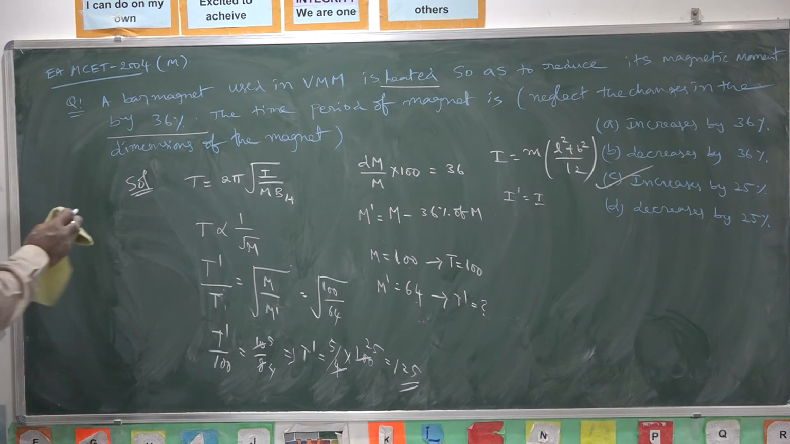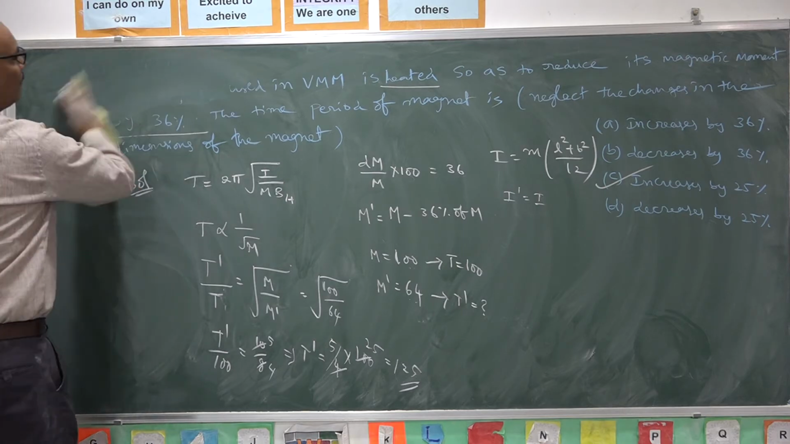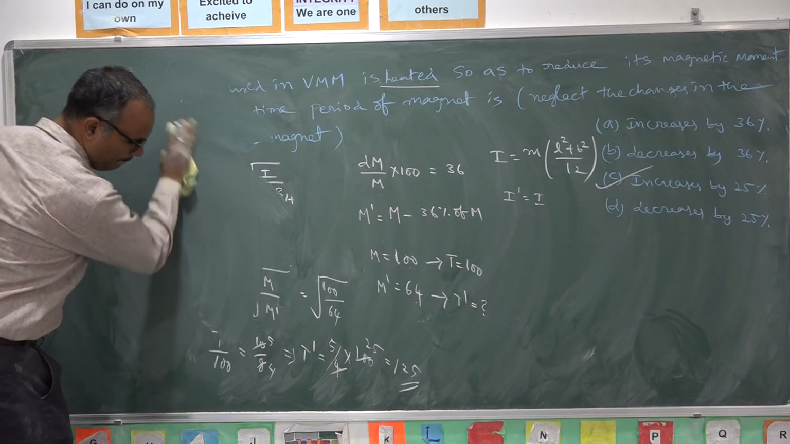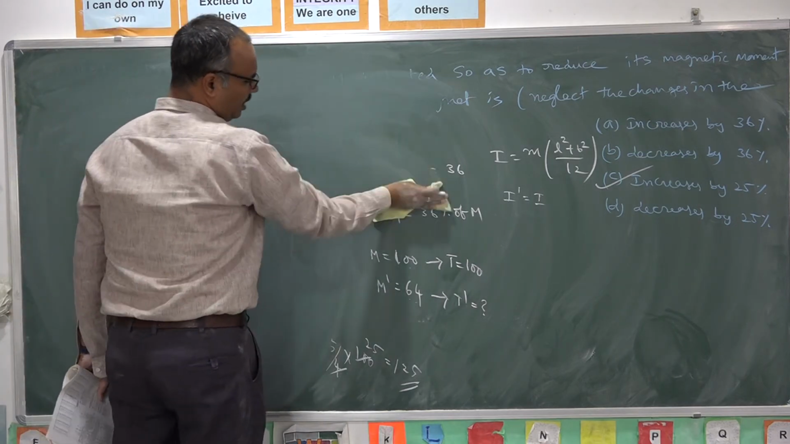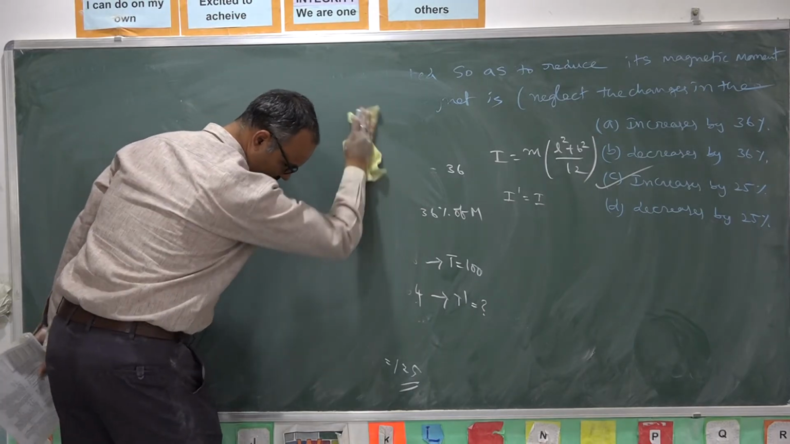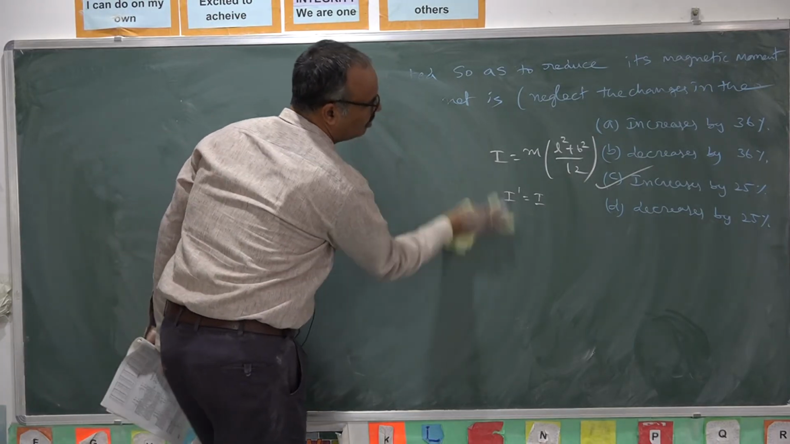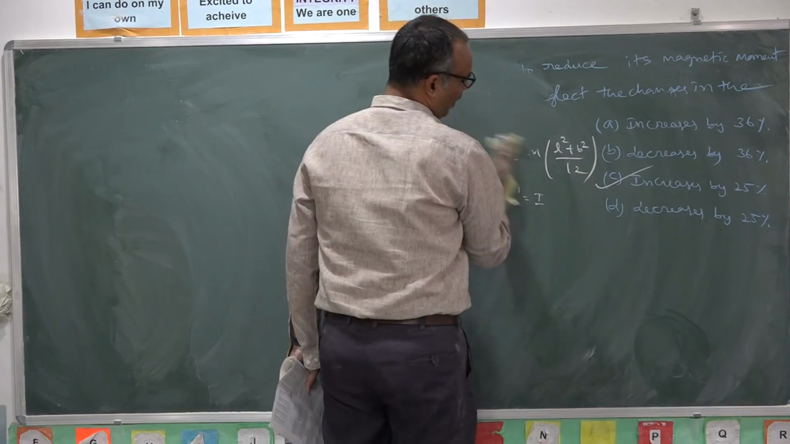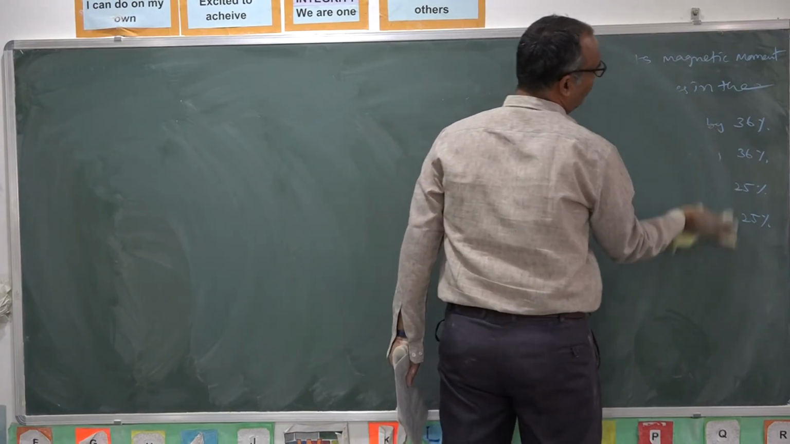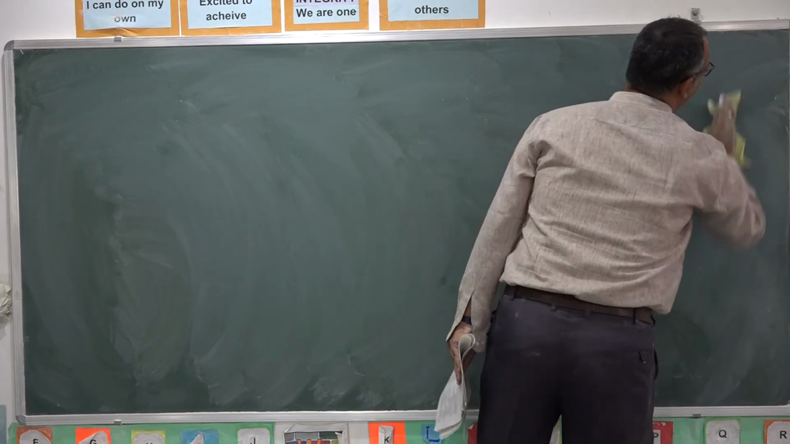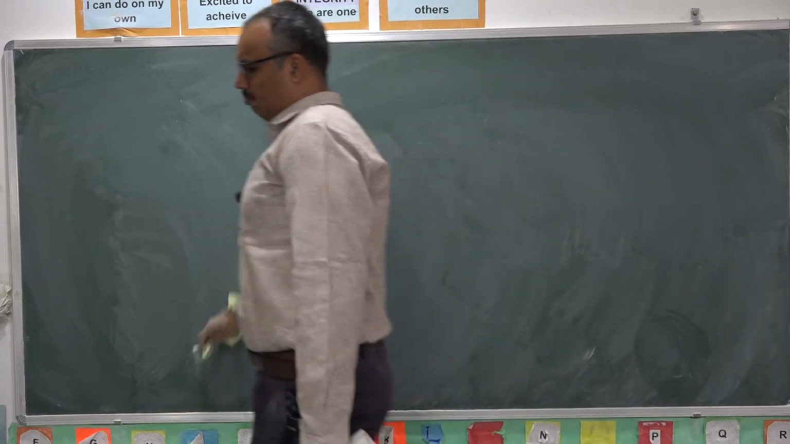One more question. In the same medical entrance exam, they asked: always remember that the time period of oscillation of a magnet is 2 pi root I by mBh. I is the moment of inertia, Bh is the horizontal component of earth's magnetic field. By knowing that formula, you can solve the question.